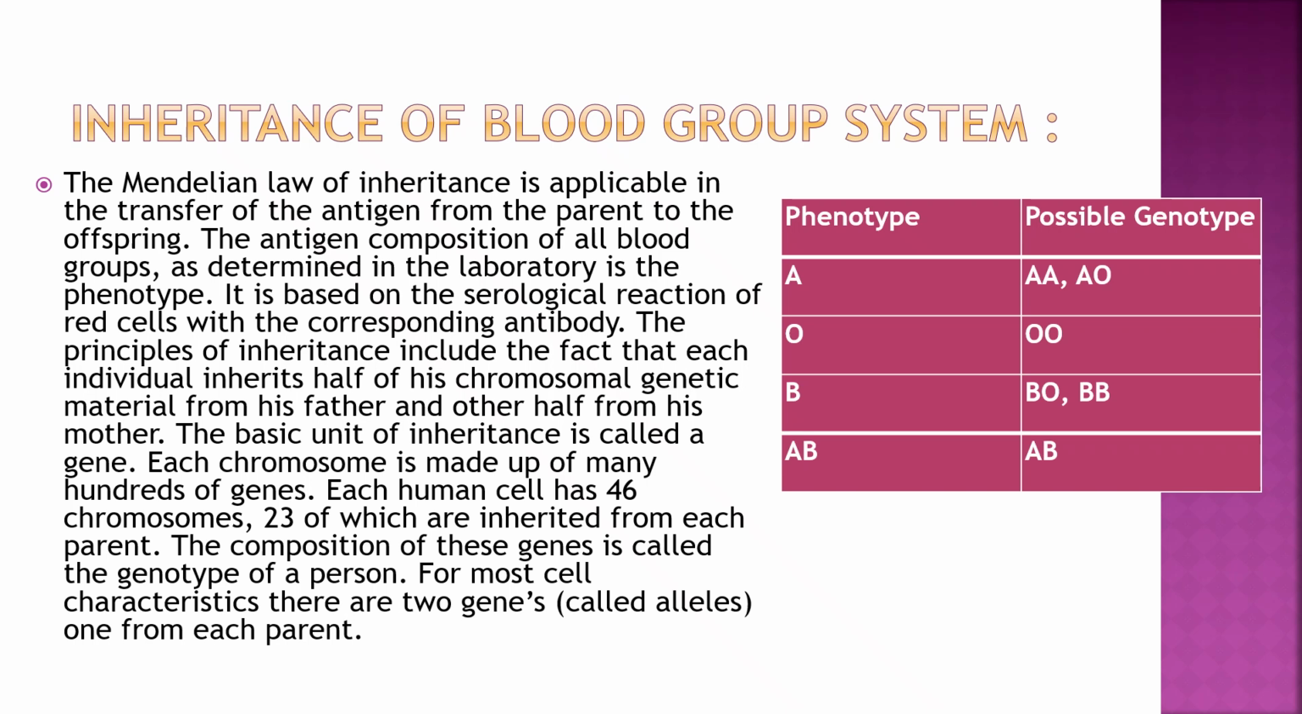Inheritance of blood group depends on the antigens, so phenotype and possible genotype. In A group, there is AA and AO. O group, no antigen, that is OO. B phenotype, BO and BB. AB phenotype, that is AB.